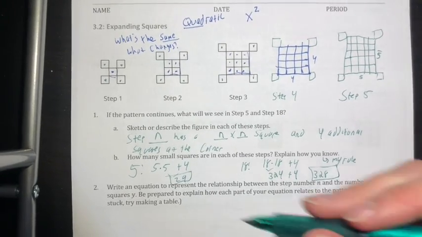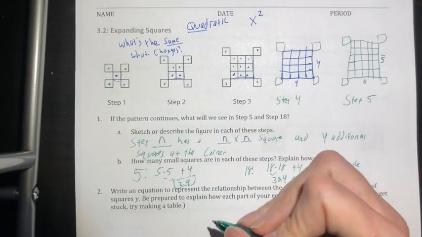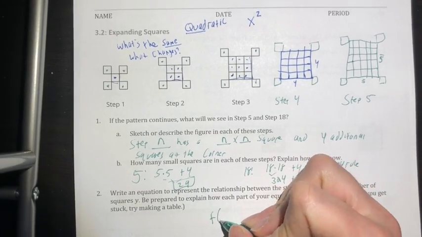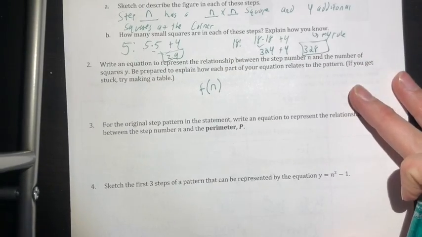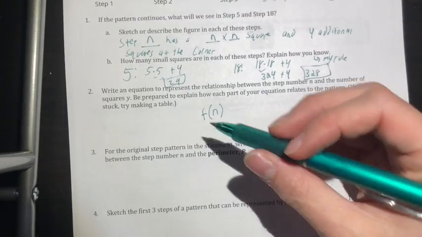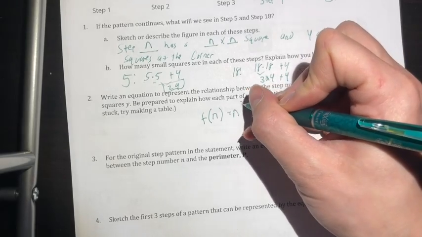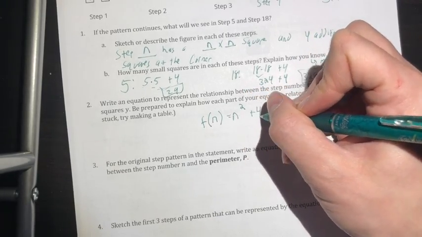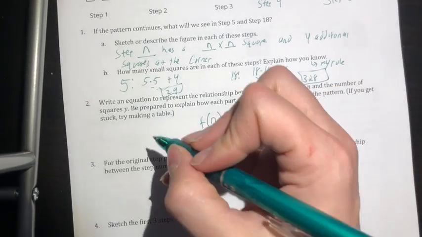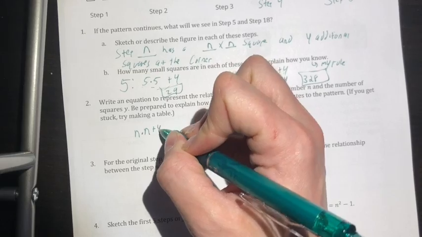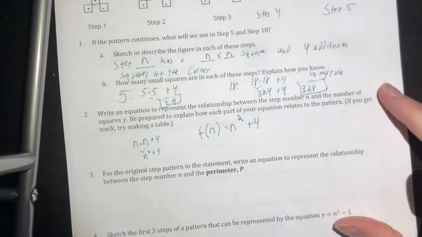So we can write an equation now. Instead of 5 times 5 plus 4 and 18 times 18 plus 4, we want to think about the number of squares as a function of n. It's not 5 times 5, it's going to be n times n, or n squared, plus 4. Because really I have n times n plus 4, which is just n squared plus that original 4. And that works for all of them, right?